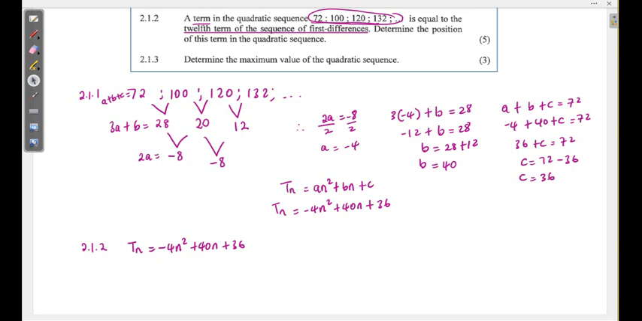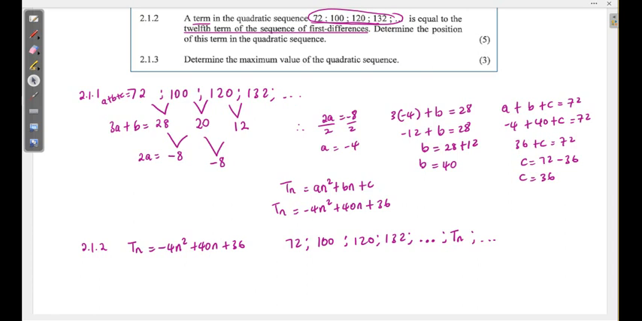So if I try to do this, it is 72, 100, then 120, 132, and it goes on and on. Then there is a certain term here, I'll just call it Tn. Yes, there will be others, however this term is equal to the 12th term of the sequence of first differences.